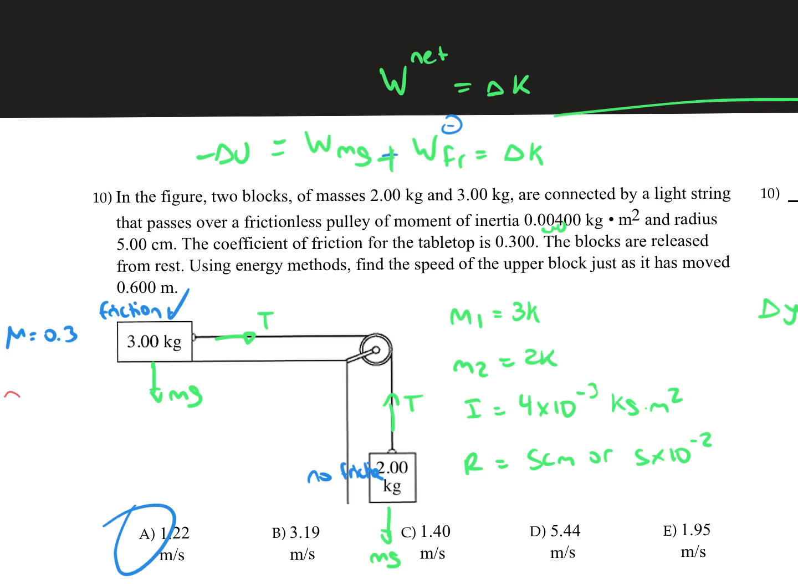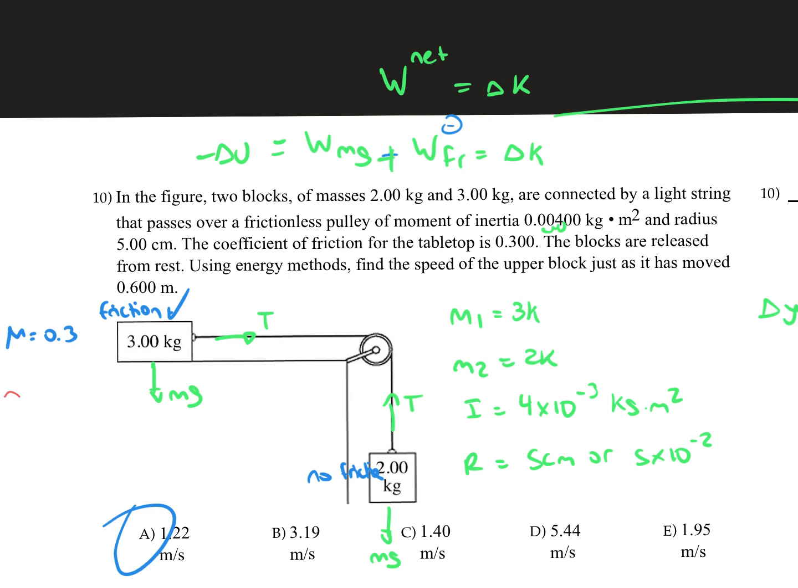In the last problem we got two blocks of masses 2 kilos and 3 kilos, which are connected by a light string that passes over a frictionless pulley of moment of inertia 0.00400 kilograms per meter squared and a radius of 5 centimeters. Then the coefficient of friction for the tabletop is going to be 0.300. The blocks are released from rest.